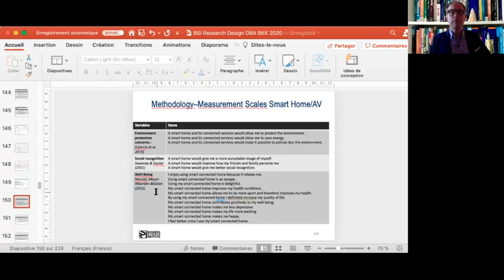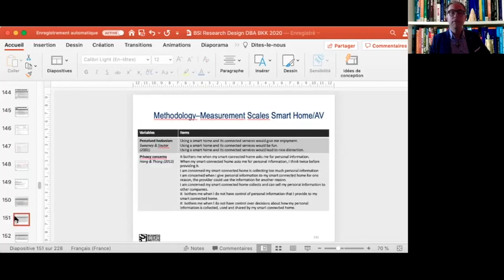We measured well-being with Munzelmeier and Gallon from 2015 with different items. I enjoy using smart connected homes because it relaxes me. Using smart connected homes is an escape. Using my smart connected home is delightful. My smart connected home improves my health conditions. My smart connected home allows me to do more sport and therefore improves my health conditions. By using my smart connected home, I definitely increase my quality of life. My smart connected home contributes positively to my well-being, etc., without going too much into detail.